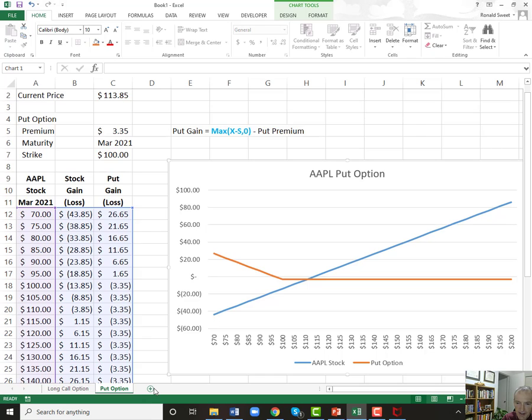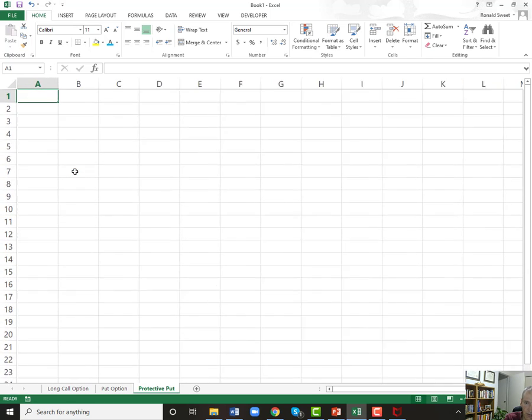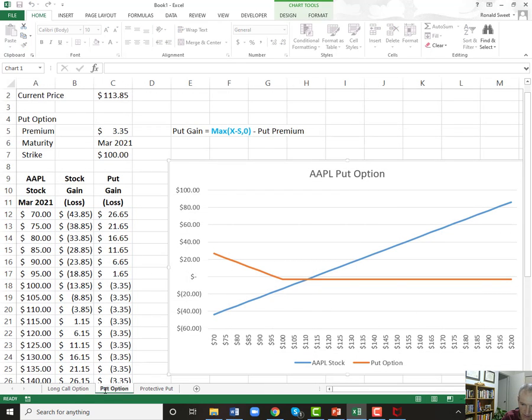So pretty cool stuff. So what else can we do? Well, the next thing we can do is what we call a protective put. And you'll just have to learn this. You'll just have to know what this means. So a protective put is when you own the stock. So you're long the stock, you own the stock, and you're long a put option. That's what a protected put is. So let's stick with Apple just because. So this was a long put, which is what we're about to do.